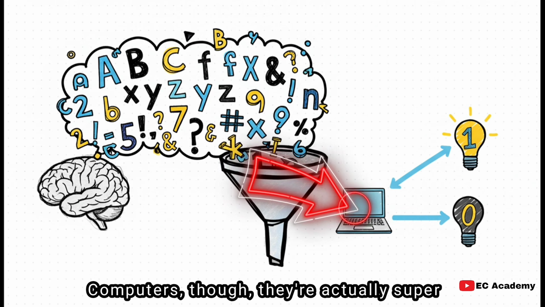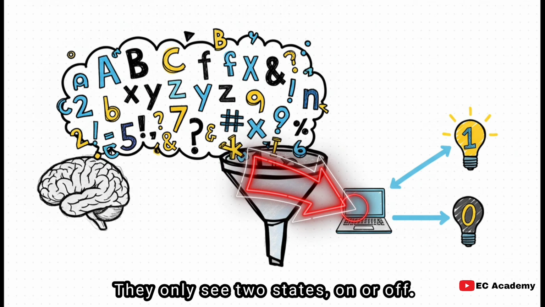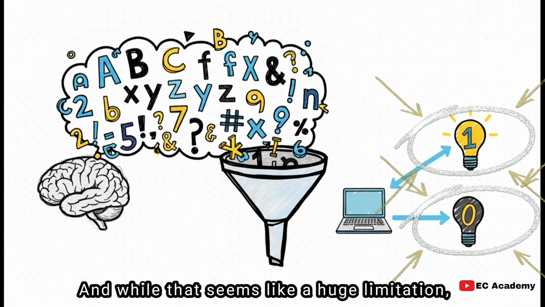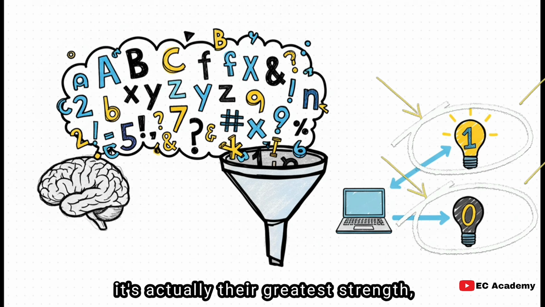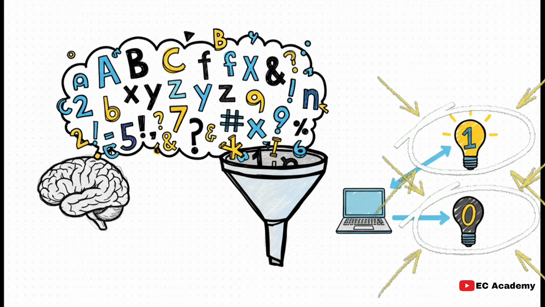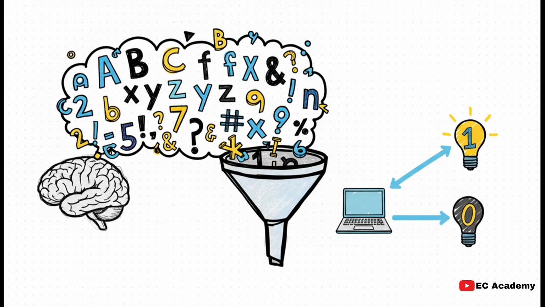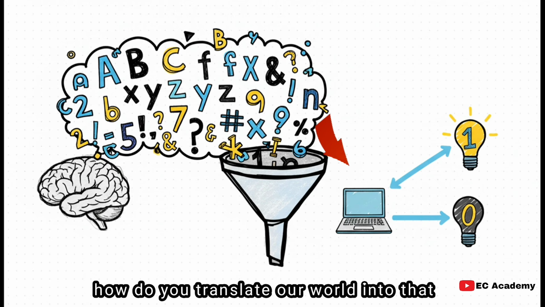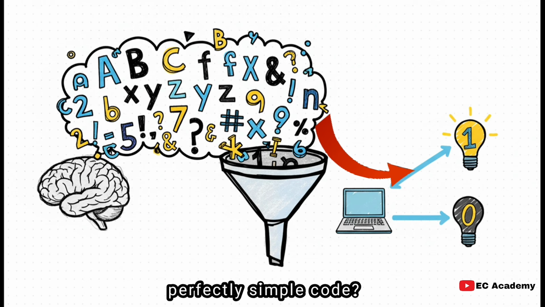Computers, though, they're actually super simple. They only see two states, on or off. We just call that 1 and 0. And while that seems like a huge limitation, it's actually their greatest strength, because it's a language with absolutely no confusion. So the first challenge was, how do you translate our world into that perfectly simple code?